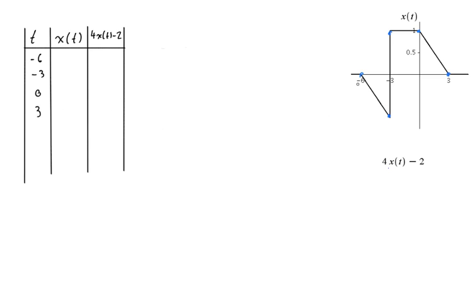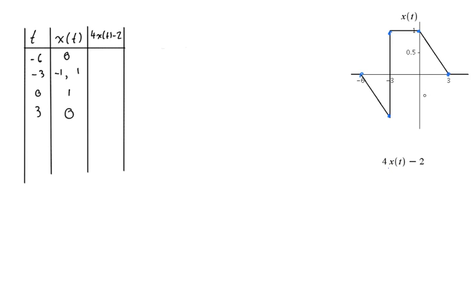So there we go. So -6, -3, 0, and +3. And then we're going to grab the corresponding x(t) values. So here we've got 0, here we've got -1 and +1. And then for 0, we're at 1, and at 3, we are back at 0.